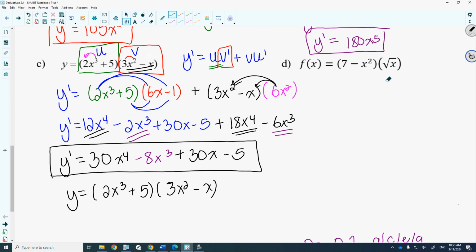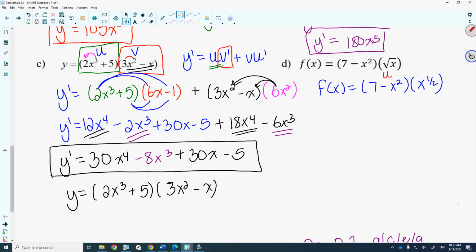Okay, this question here, let's rewrite this one. So f of x is equal to 7 minus x squared, and then I'll change the square root of x to be x to the 1/2. Again, the easier way to do this one would be to distribute in this x to the 1/2 and then just do the power rule. But let's see that we get the exact same answer, so you could do that, like pause, expand it in, take the power rule. But let's actually do this question using the product law.